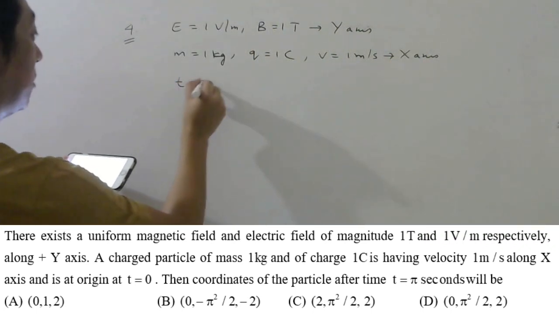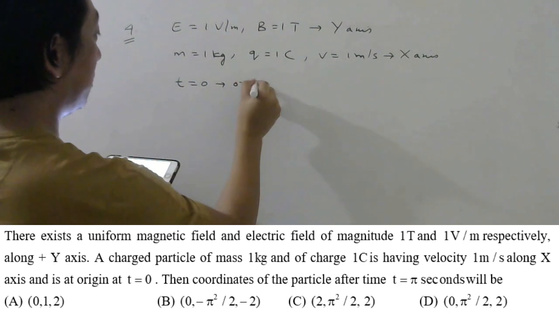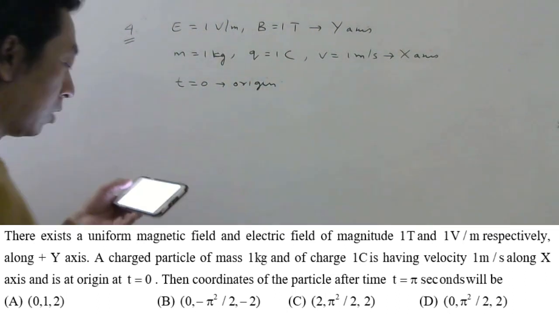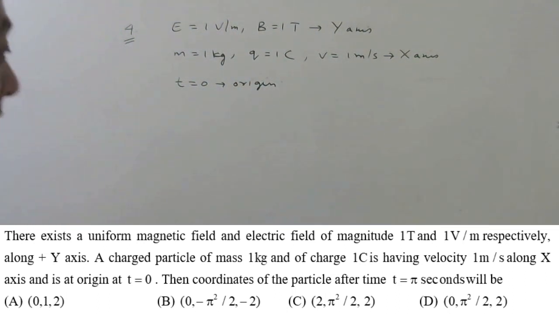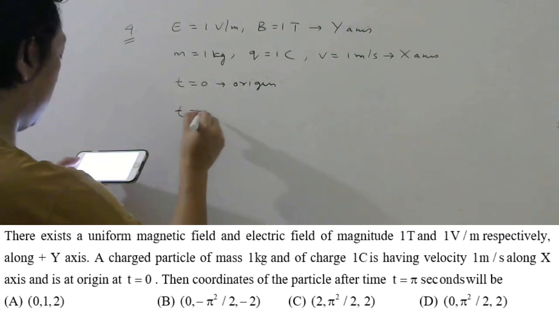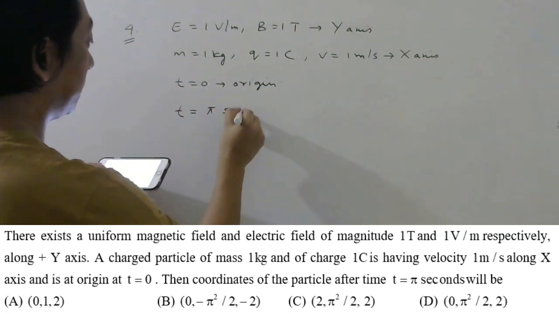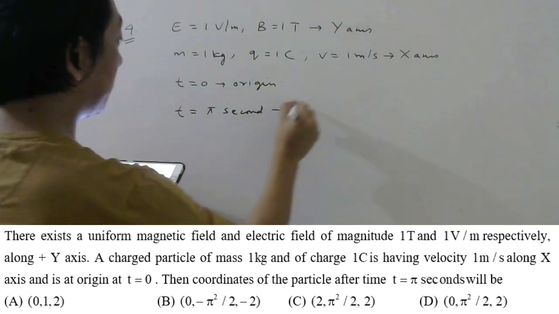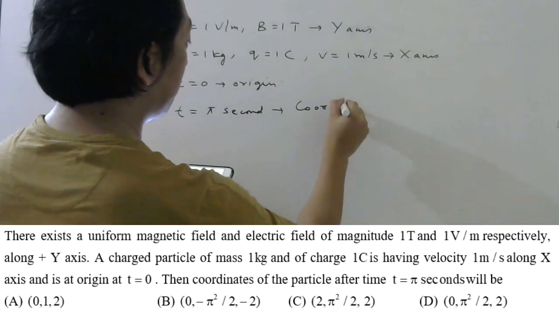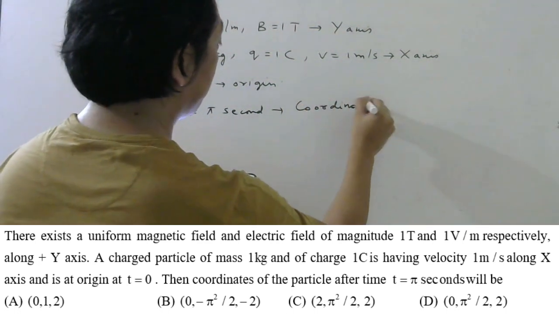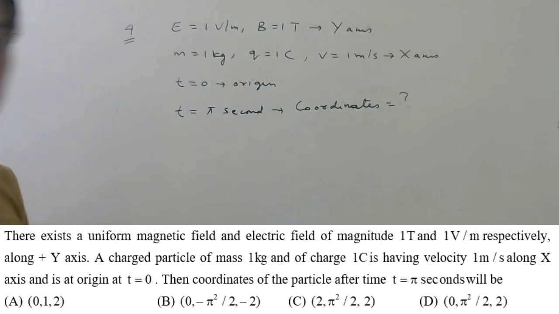So at time 0, the particle is at the origin. The coordinates of the particle after time t equal to pi seconds. After this much time, they want the coordinates. Coordinates means x, y, z. Where it is, they want.